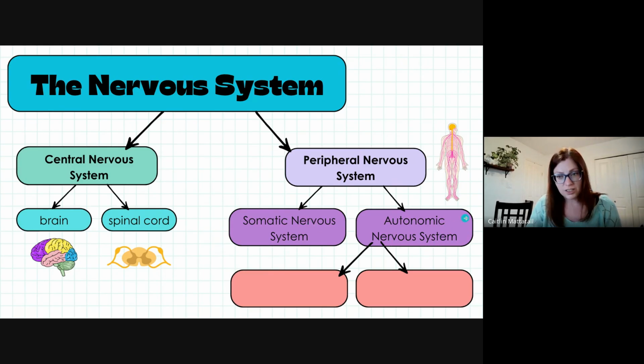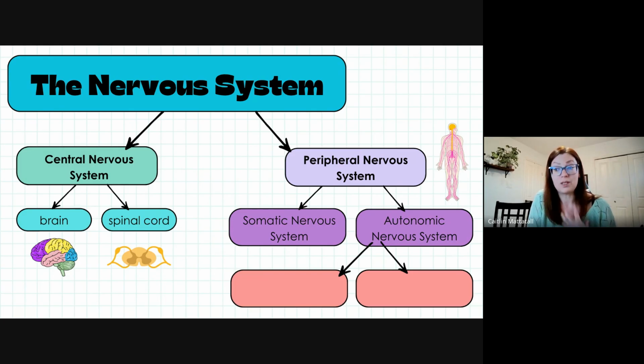The autonomic nervous system, on the other hand, whereas somatic is voluntary, autonomic is involuntary. So I want you to think autonomic as automatic. It's happening without your control. So autonomic, involuntary, or automatic. And the other thing I want you to add under there is that it is responding to your internal environment. So all the stuff that's going on in your body.